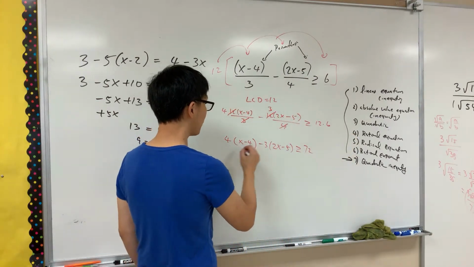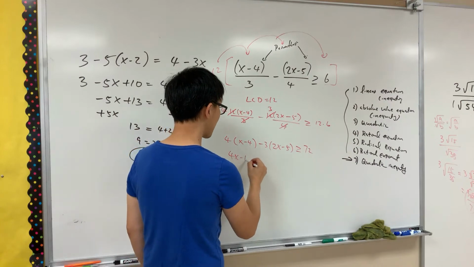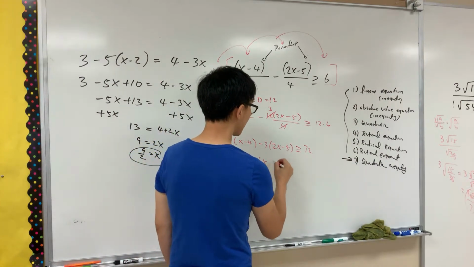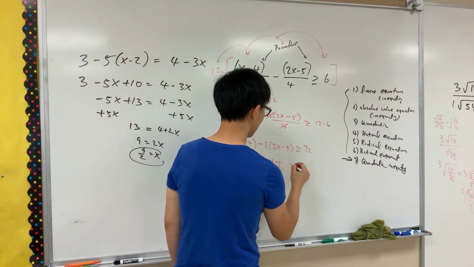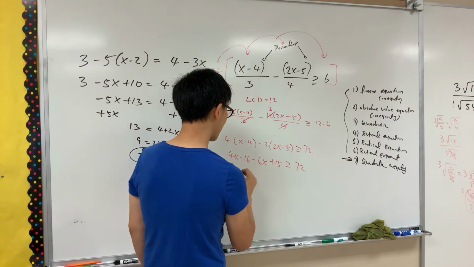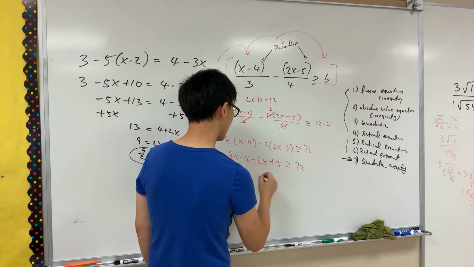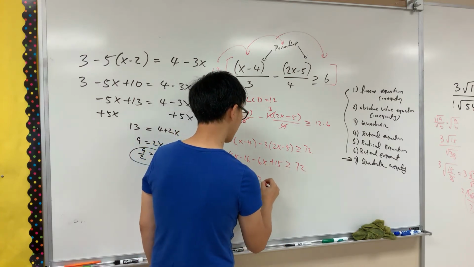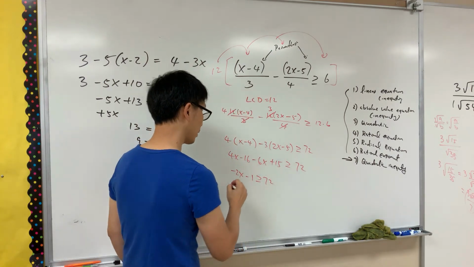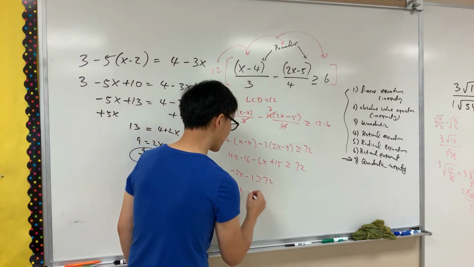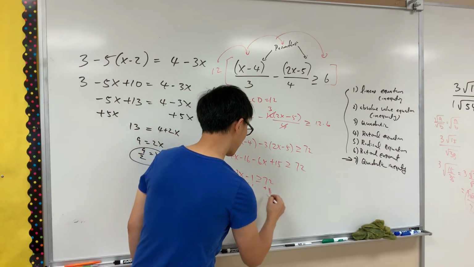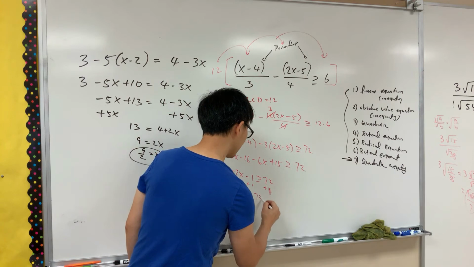So now I'm going to solve for this. I'm going to get 4x minus 16. Are we okay here? Minus 6x plus 15 greater than 72. And I'm going to solve for it. It's going to give you negative 2x minus 1 greater than 72. Minus 2x. I'm going to add 1 on both sides, right? So I'm going to get what? Greater than 73.